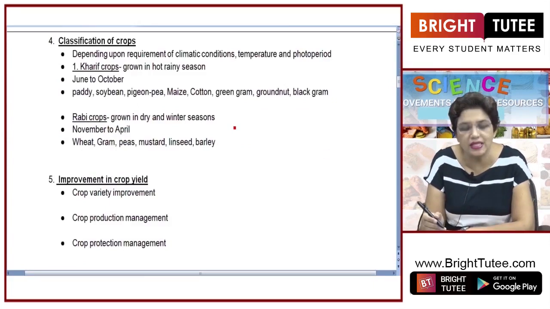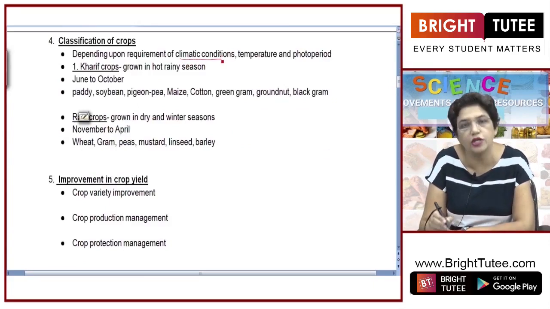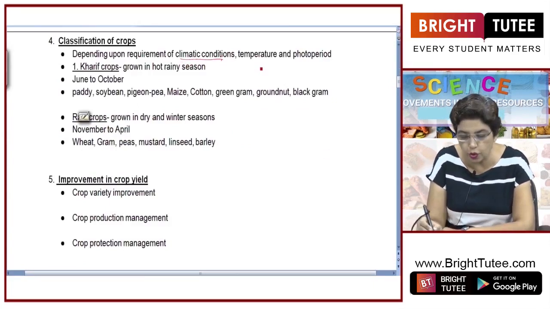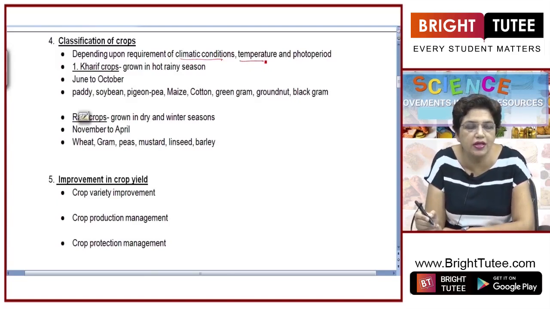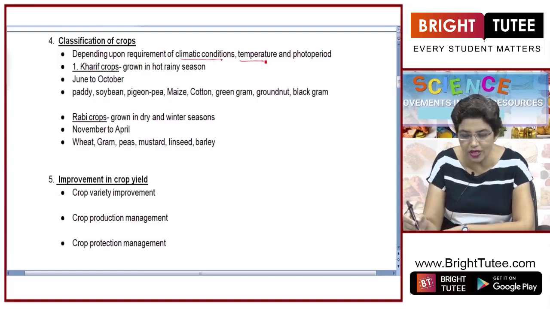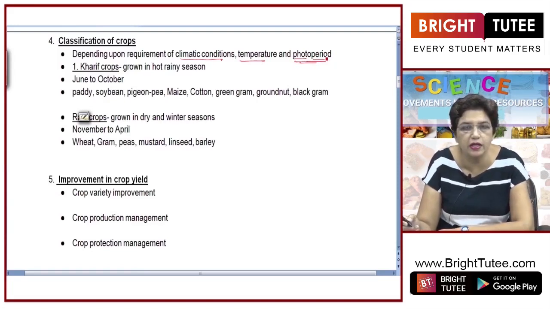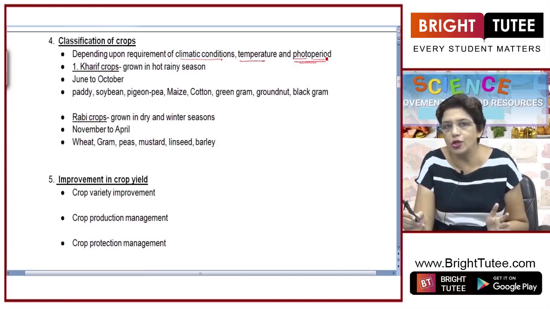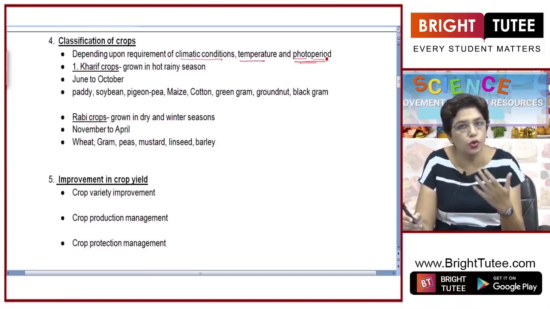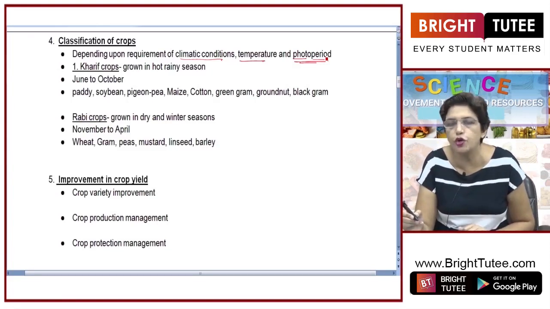Now each crop has different requirement of climatic conditions. Some crops grow in hot and humid regions, while some others grow in cold regions. Also, each crop has different photo period. This word photo period: photo means light, period is the time period. So each crop actually needs sunlight. You know that plants make their own food by the process of photosynthesis by utilizing the energy of the sun.